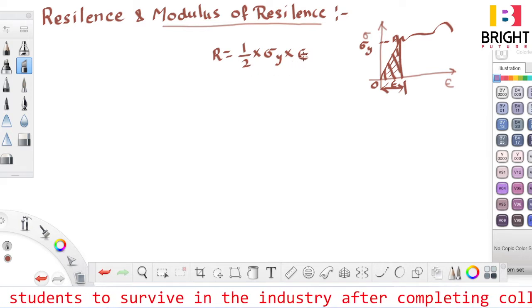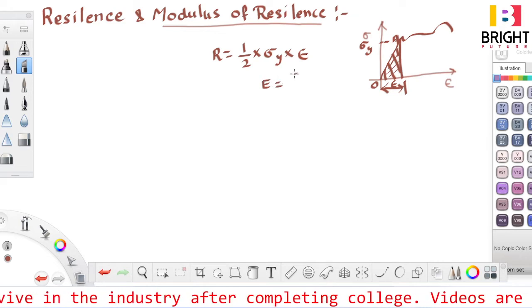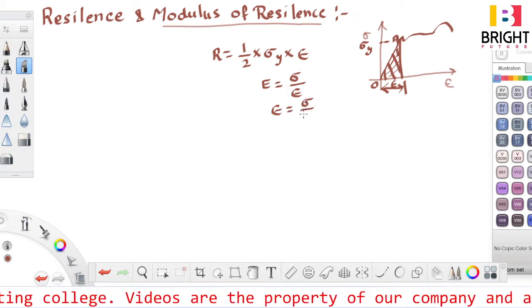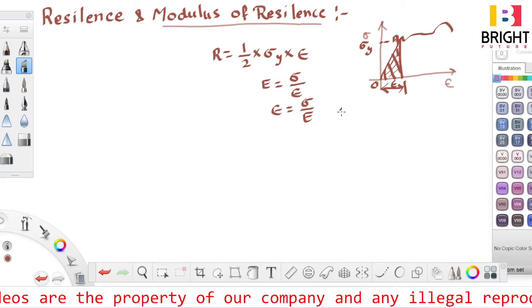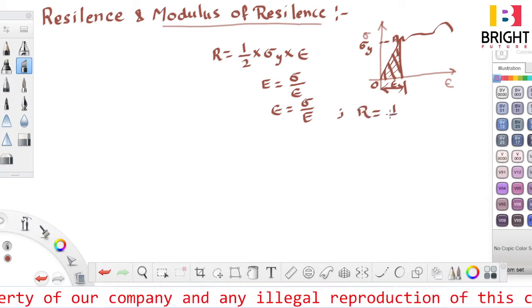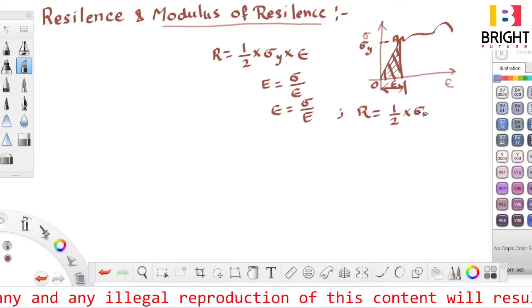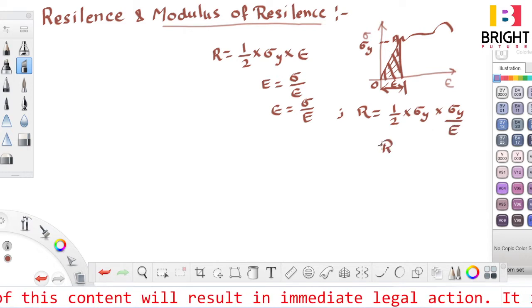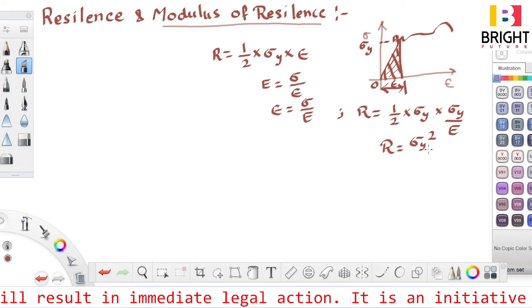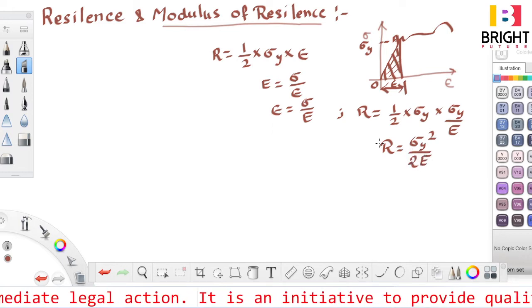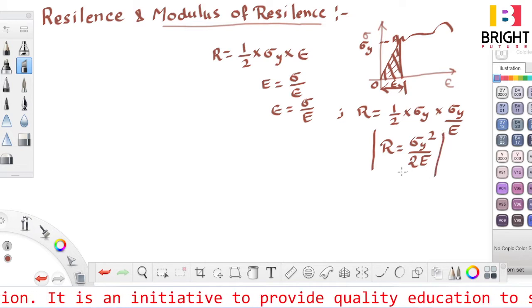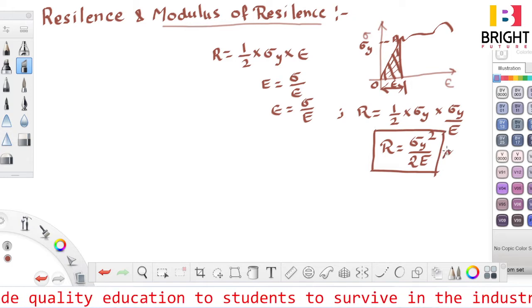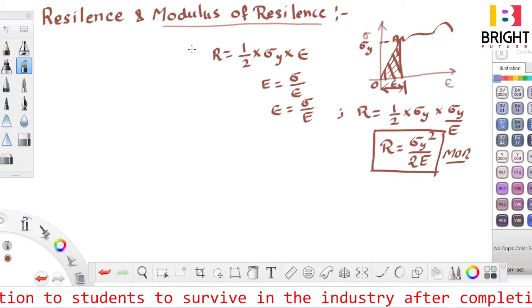Now we know that E is equal to stress by strain. So the strain can be represented as stress by E, right? So resilience will be equal to 1 by 2 multiplied by sigma y multiplied by sigma y by E. So resilience will be equal to sigma y square by 2E. This is the formula for the modulus of resilience, right? Now, what is resilience?